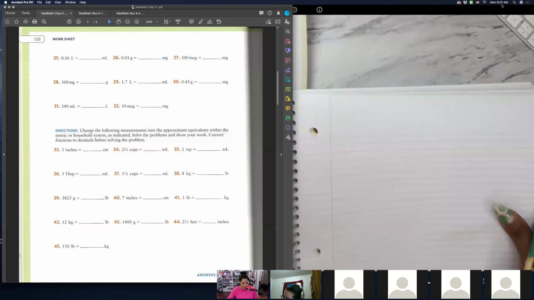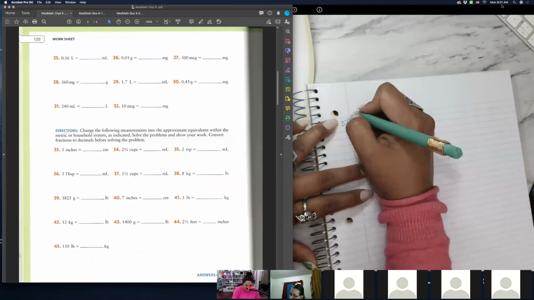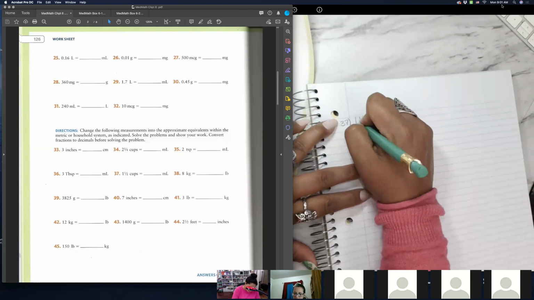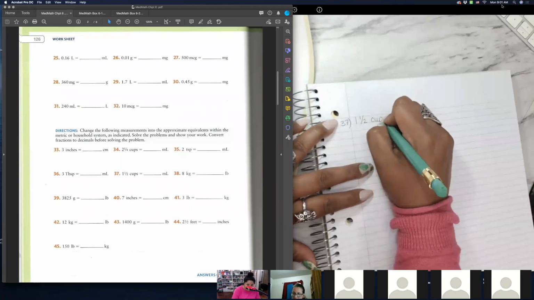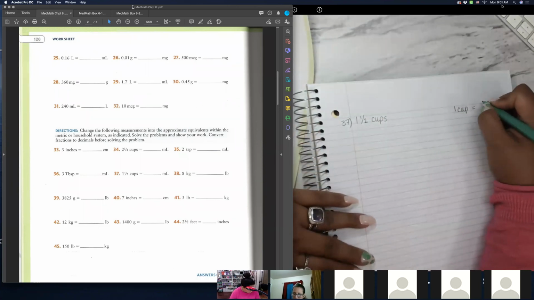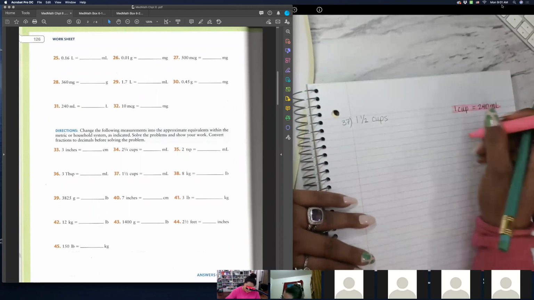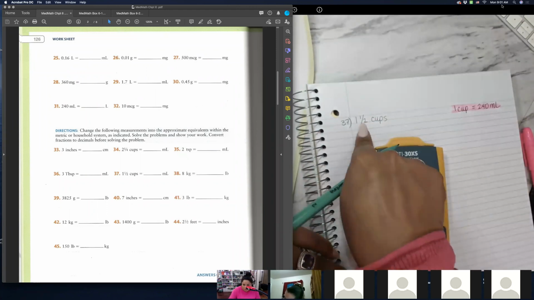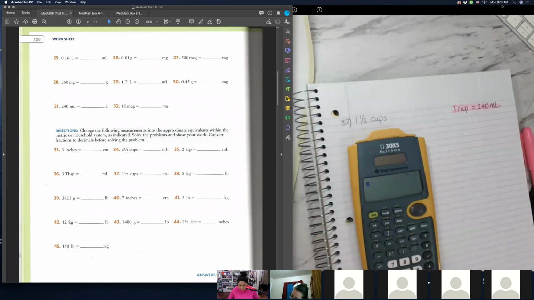Number 37. Okay, we're going to convert 1 1/2 cups to milliliters. So again, 1 cup is equal to 240 milliliters. We're not going to leave any of our measures in fractions. They don't want to see any of your calculations in fractions or any of the answers.